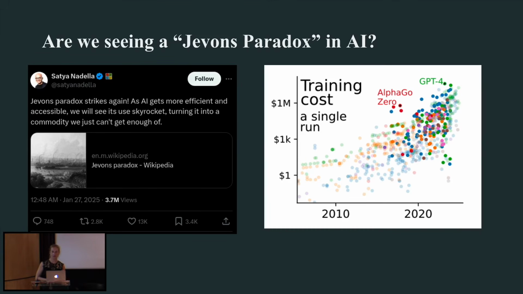So yes, it might be that hardware is getting more efficient, and I think that is the case. GPUs, the computers that are used for training AI, are getting more and more powerful, more efficient. We can train bigger models, but still the cost is going up.